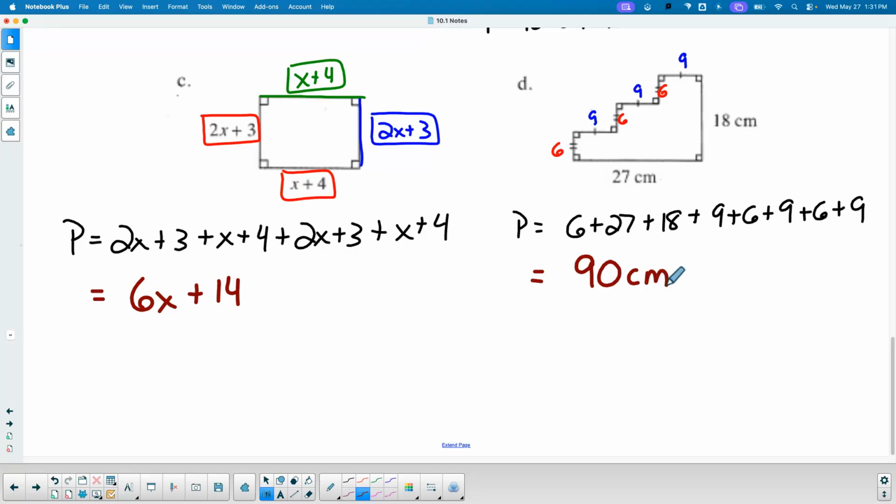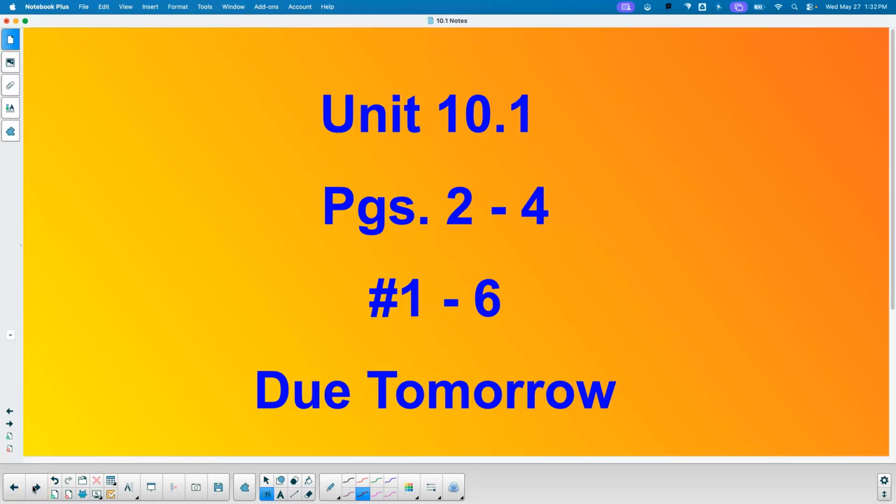15 is 30, 39, 49, 58, no. 15, 30, 39, 49, 57, 63, 90. Quickly going over your homework.